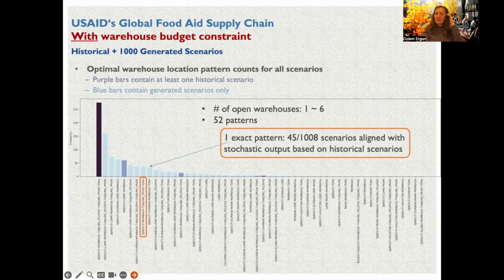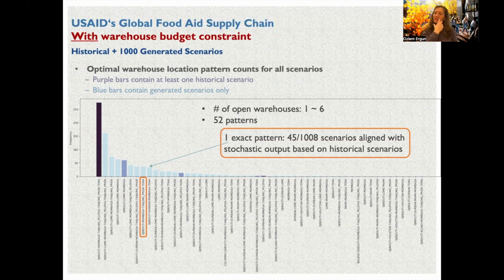So when we looked at about 1,000 generated scenarios plus the historical scenarios, what we have seen is that we got about 52 different patterns for optimal warehouse locations. In fact, we got one pattern that got more than 250. That was actually the optimal solution for more than 250 different scenarios. And one of the patterns actually matched the optimal solution we got from our stochastic optimization model based on the historical scenarios.